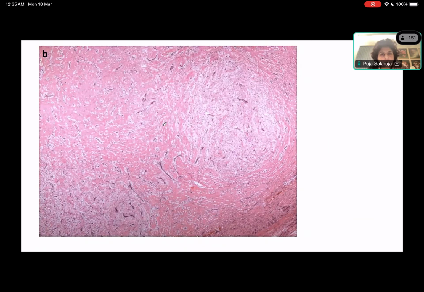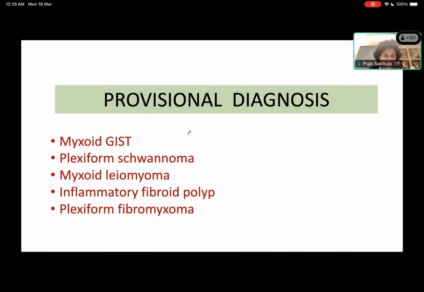Okay. And so originally we had thought of these various differentials because the main differential is due to the fact that there is a myxoid appearance of the tumor, correct? So one has to think what are the tumors that can give this sort of a myxoid appearance. So it can be a myxoid GIST, plexiform myxoid schwannoma, leiomyoma, IFT, I don't think we thought of, but somehow it's written over here, and a plexiform fibromyxoma.